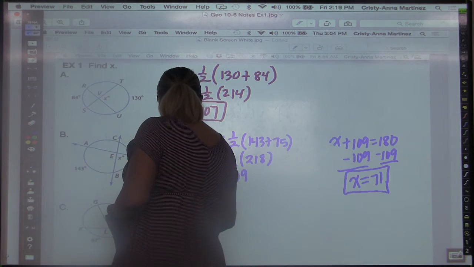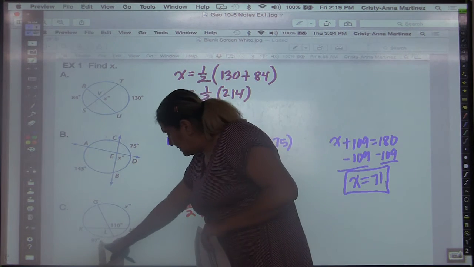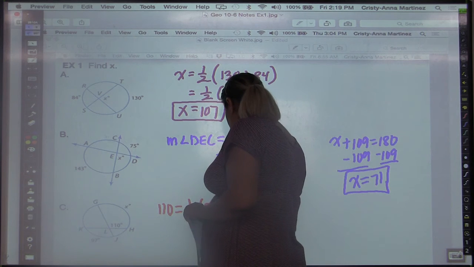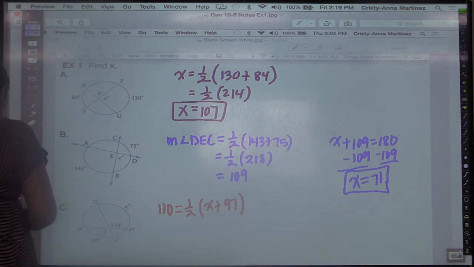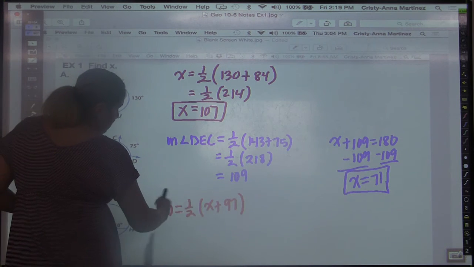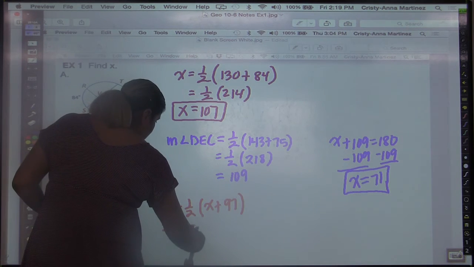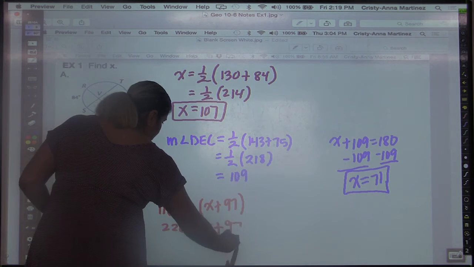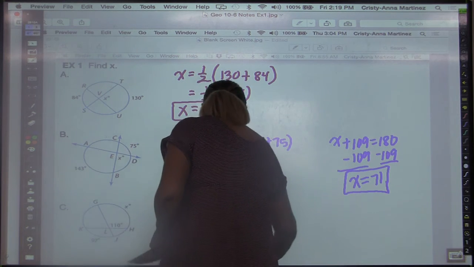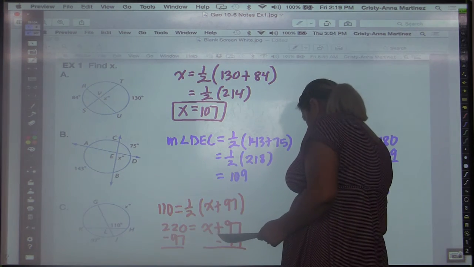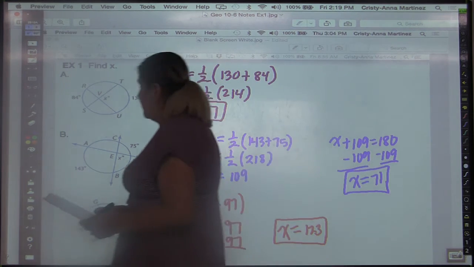So we're going to go 110, the angle measure, is equal to half the sum of the arcs, which in this case is 97 and x. And so we're going to solve for x here. What's going to happen is you're going to want to multiply both sides by 2 to get rid of the half. And so you're going to get 220 equals x plus 97. And then simply just subtract the 97 from both sides so that we can get that the x value is actually equal to 123. And just like that, you do example 1.